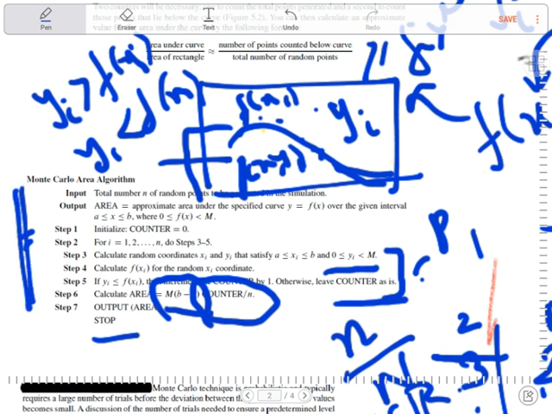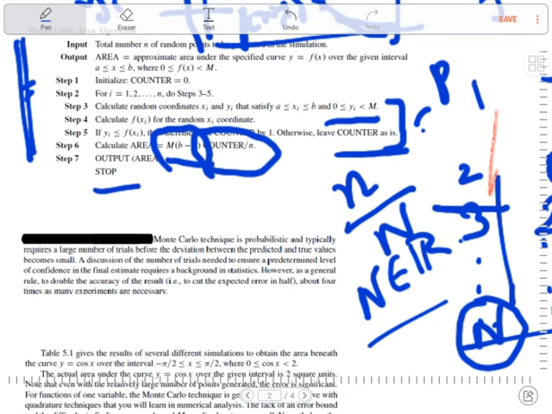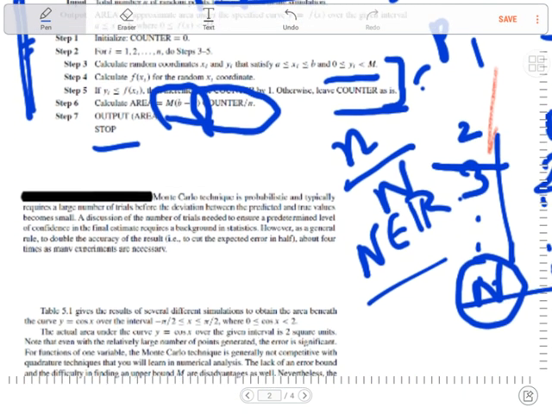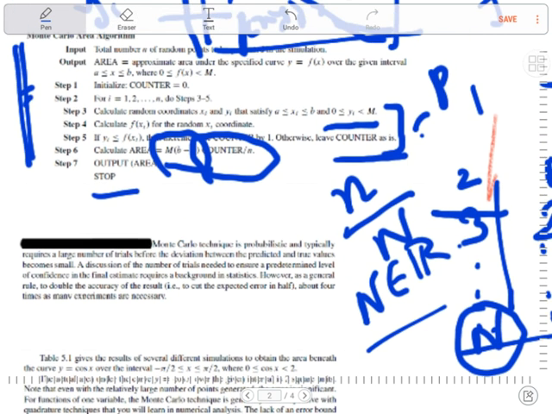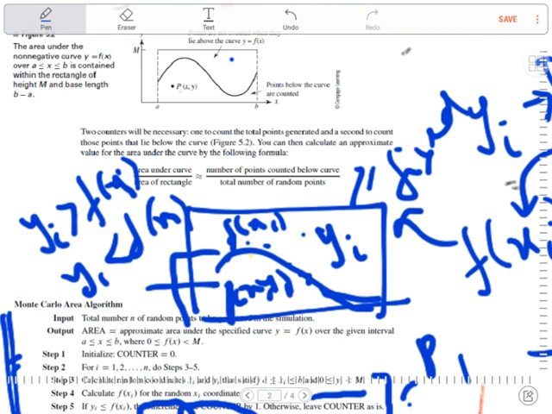And where is the probabilistic nature? Where you are generating the points randomly. So the Monte Carlo technique is probabilistic and typically requires a large number of trials before the deviation between the predicted and true values becomes small. That's what I have said repeatedly: because of statistical regularity, you have to repeat the number of trials. That means you have to choose as large a number of random points as possible, so that the approximate result gets better and better in accuracy.